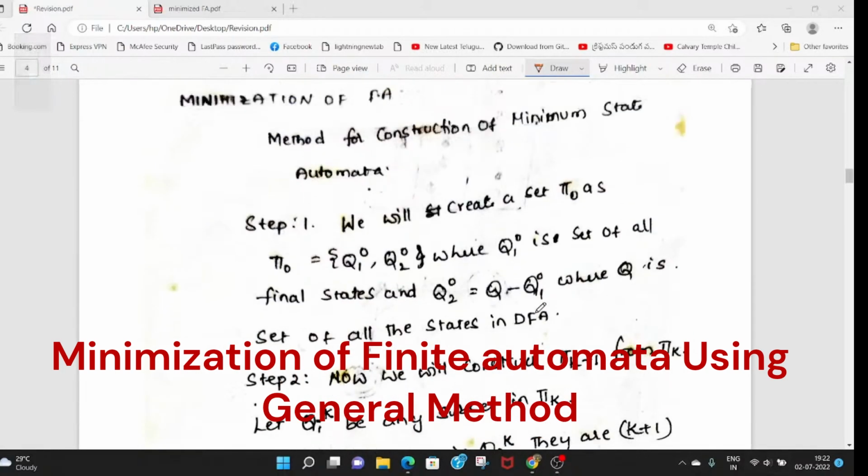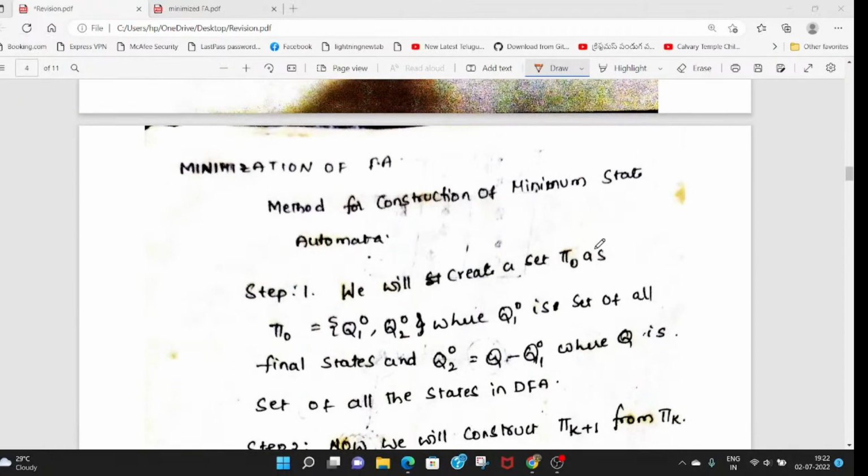And the next topic is minimization of finite automata. Minimization of finite automata is nothing but, for a given finite automata, we have to reduce the states, and that reduced finite automata will give you the same result as the given finite automata.